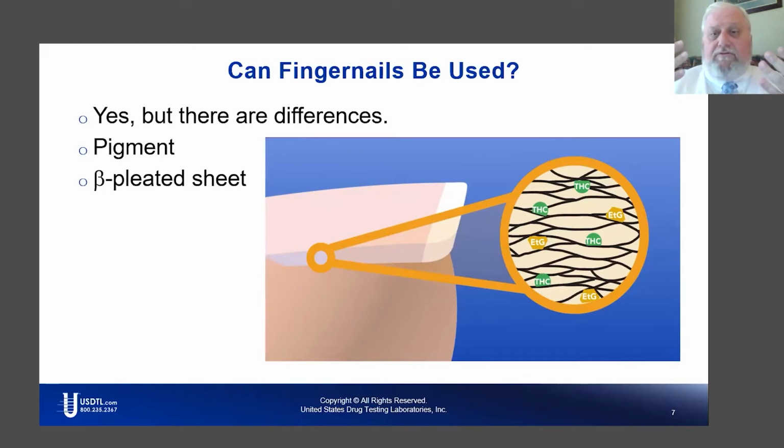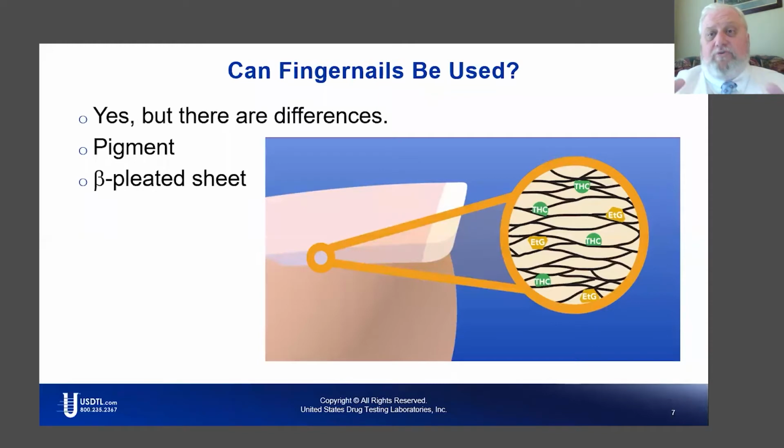Fingernail generally does not have pigment. There are people that have pigment, but there are not many, and when the pigment's there, it's not much. So we can't say that there's no pigment that would affect the binding of drug inside the fingernail, but it's definitely much less than we see with hair when you look at the whole demographic.